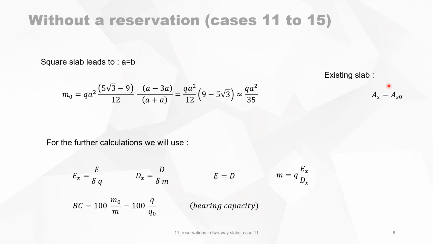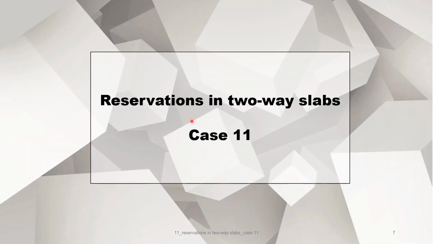For an existing slab, for instance, when the reinforcement is equal to S0, 0 for existing, we know that M is proportional to the load. This factor C is, for instance, something like that. And we know that M0 is Q0 times C0. So when you play a little bit around, you will see that the bearing capacity is given by this formula: 100 M0 divided by.